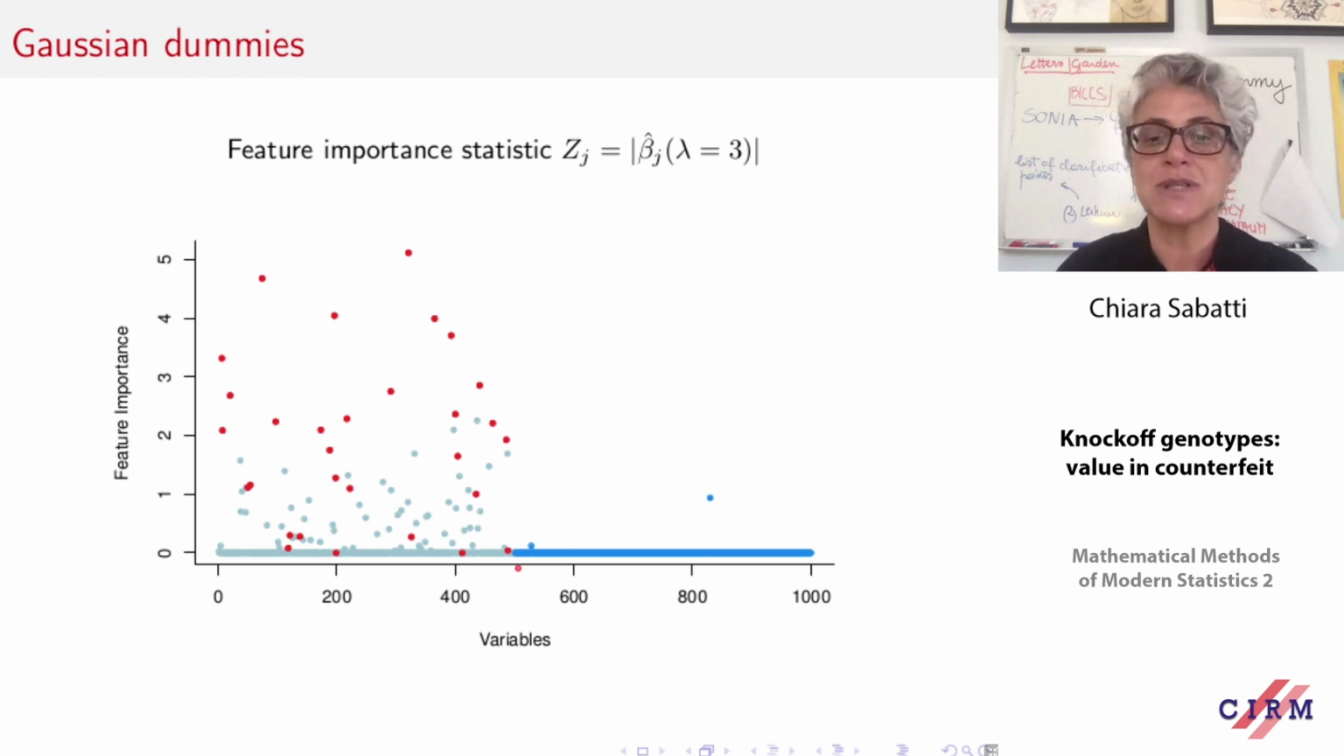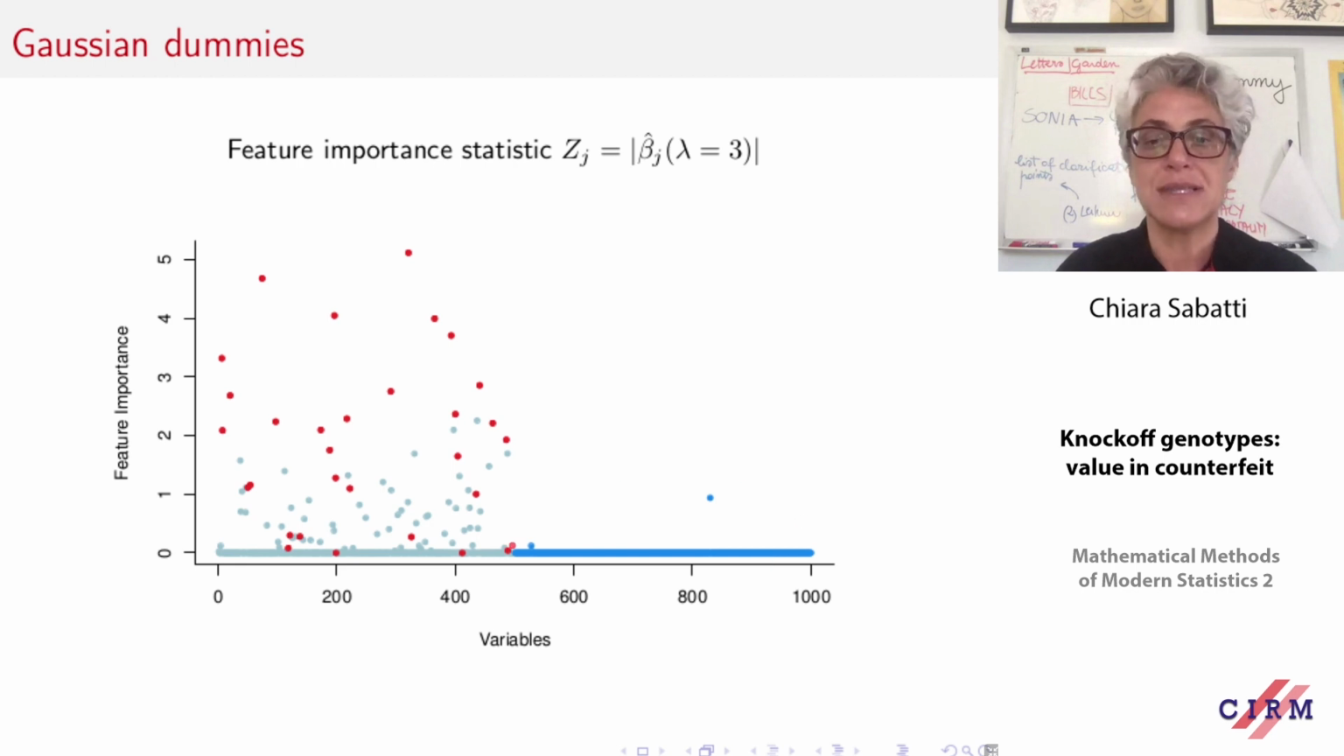The dummy variables correspond to these darker blue points. What I've plotted here is the feature importance statistics. You can see that the lasso does a good job recognizing that these are dummy variables and they have nothing to do with the phenotype. Indeed, most of their feature importance statistics are equal to 0.